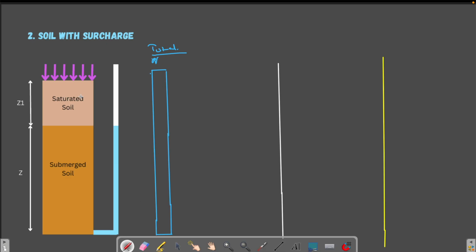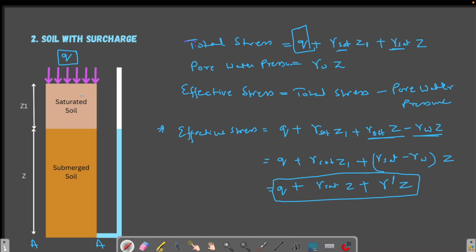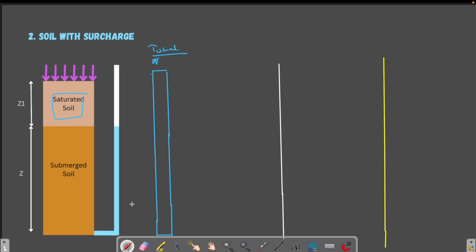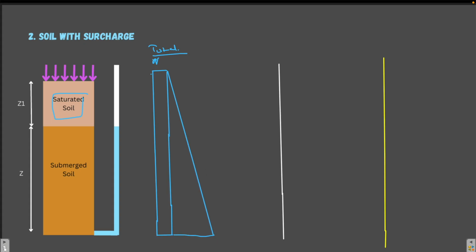Now this is the saturated weight of the soil. If I simplify this, it is (Z plus Z1) into gamma saturated. That means the saturated unit weight of the soil starts acting. So it starts from here and goes straight, linearly, with respect to the height of the soil. Let me mark it like this. So this is Q, and this is how much it is: (Z plus Z1) into gamma saturated.